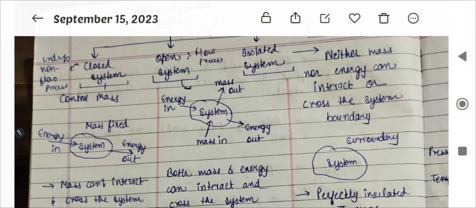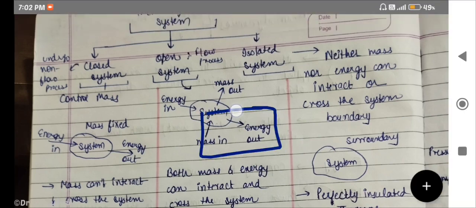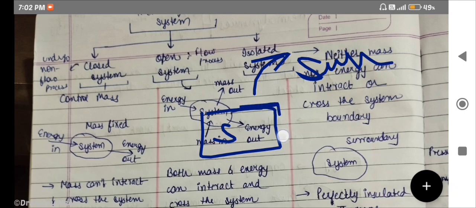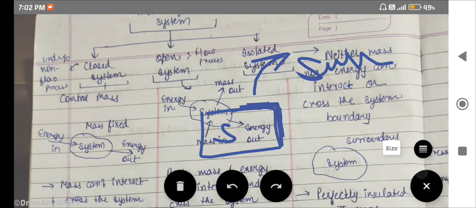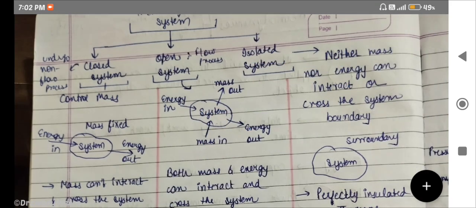Now a thermodynamic system can be divided into 3 further types. Let's say this is a system. Anything which is outside the system is known as the surrounding, and the thing that separates the system and the surrounding is known as the boundary. We will talk about it further.